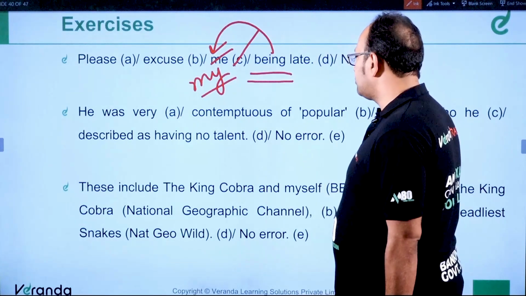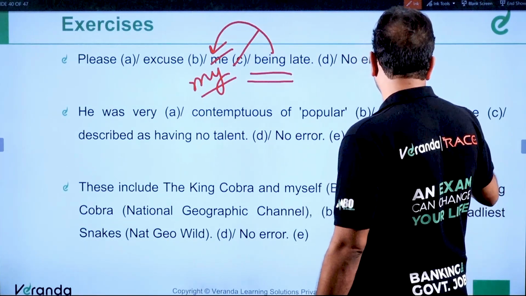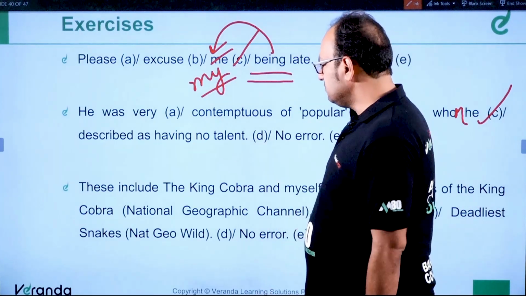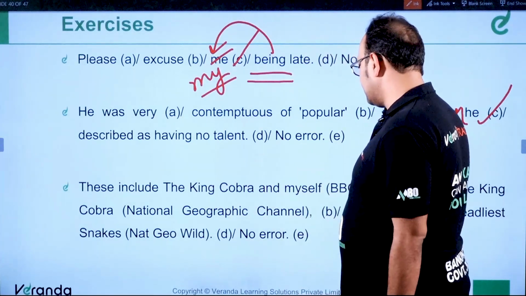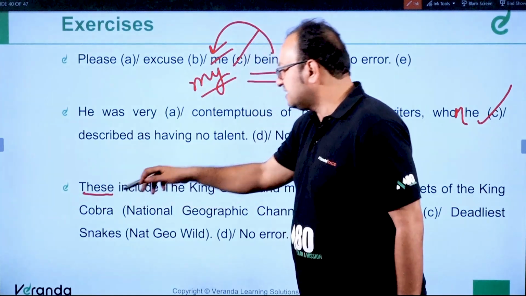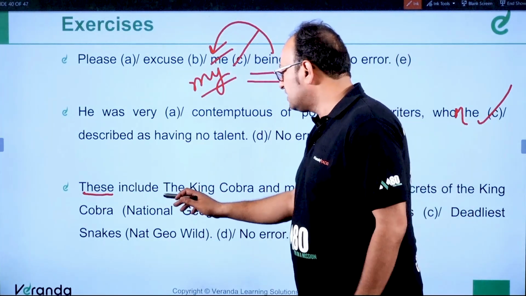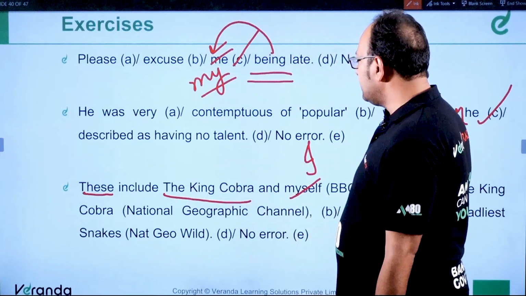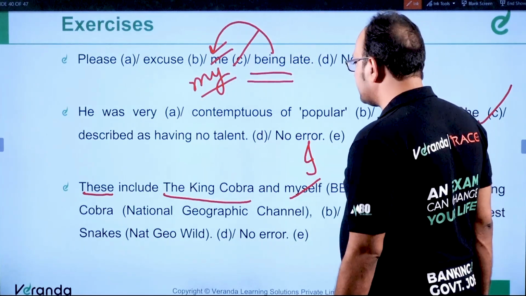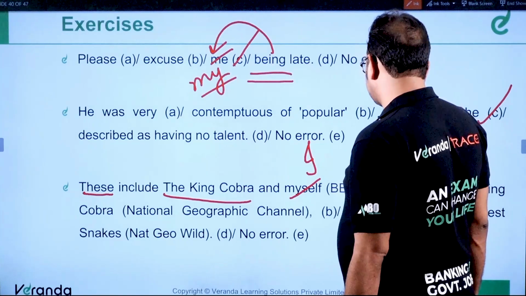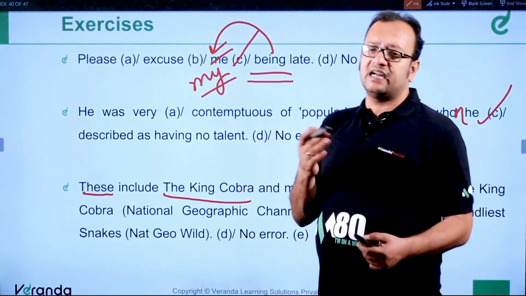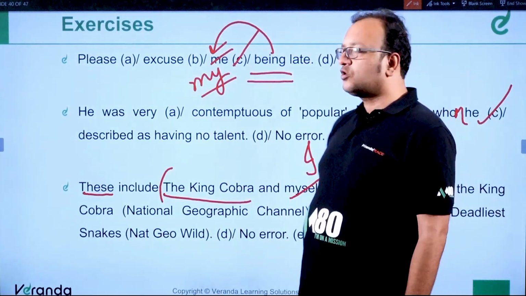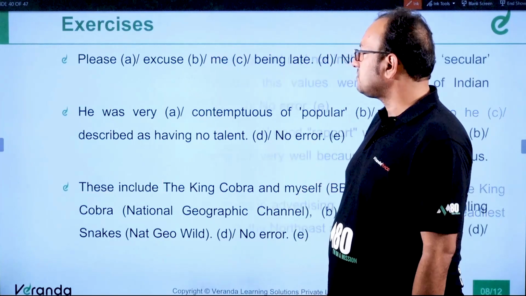He was very contemptuous of popular writers whom he described as having no talent. Whom? Correct. Okay. These include the king cobra and myself. These means talking about people, right? These include the king cobra and I. Secrets of the King Cobra, National Geographic Channel and Asia. It's a book's name, right? The king cobra and I. In this way, a documentary's name or a book's name, so it should be the king cobra and I, not king cobra and myself. Moving ahead.